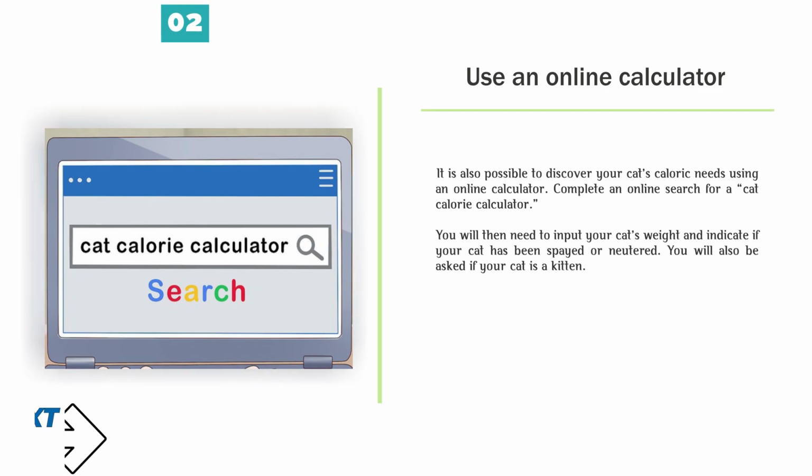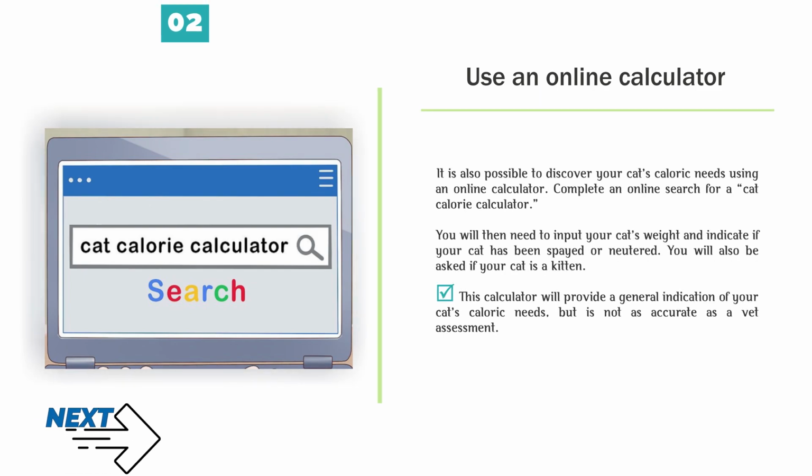Number 2. Use an online calculator. It is also possible to discover your cat's caloric needs using an online calculator. Complete an online search for a cat calorie calculator. You will then need to input your cat's weight and indicate if your cat has been spayed or neutered. You will also be asked if your cat is a kitten. This calculator will provide a general indication of your cat's caloric needs, but is not as accurate as a vet assessment.